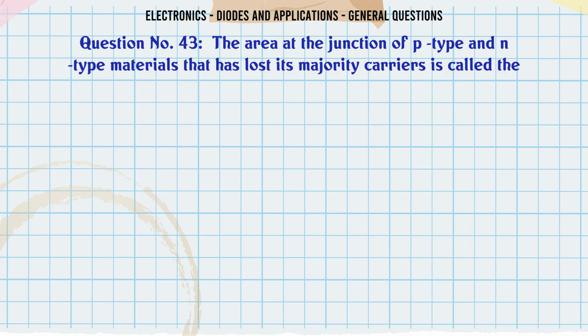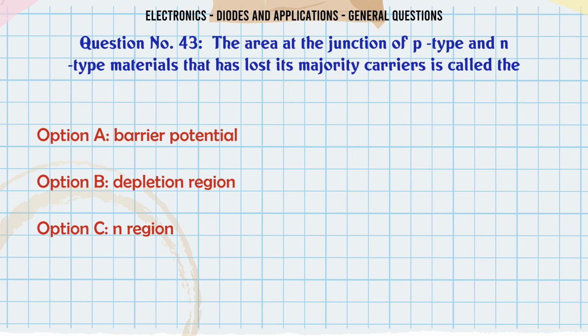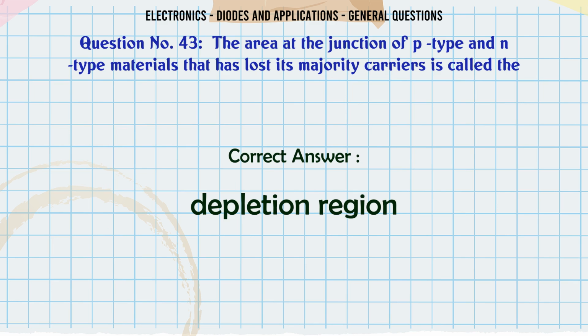The area at the junction of P-type and N-type materials that has lost its majority carriers is called the: A. Barrier potential, B. Depletion region, C. N region, D. P region. The correct answer is depletion region.